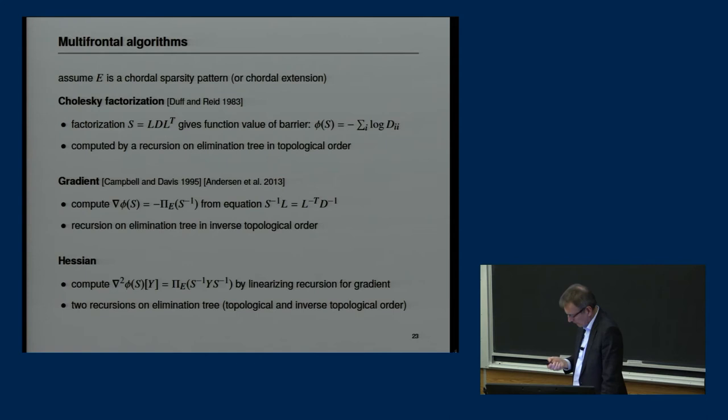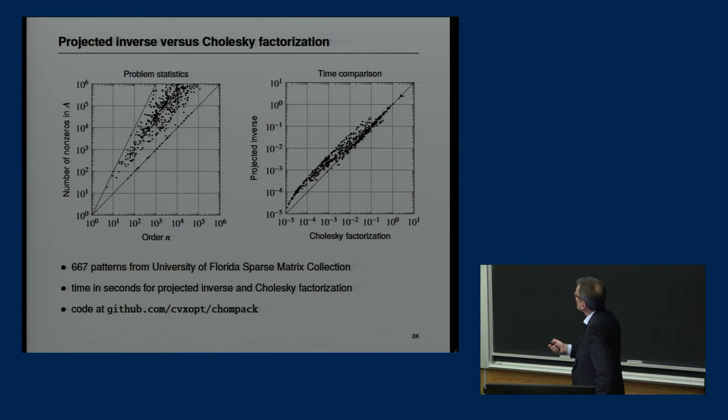So in terms of complexity, in this graph, we take a large set of sparsity patterns from the University of Florida collection. So these are just some statistics about the sparsity patterns, the order of the matrix, the number of non-zeros in the matrix. And here we compare the time for each sparsity pattern of a Cholesky factorization of that sparse matrix with the cost of computing this projected inverse, so the entries in the dense inverse of the matrix that you need in the projected inverse. And the point is that it's almost identical. So the cost of computing a gradient is almost the same as the cost of the Cholesky factorization for that sparsity pattern.